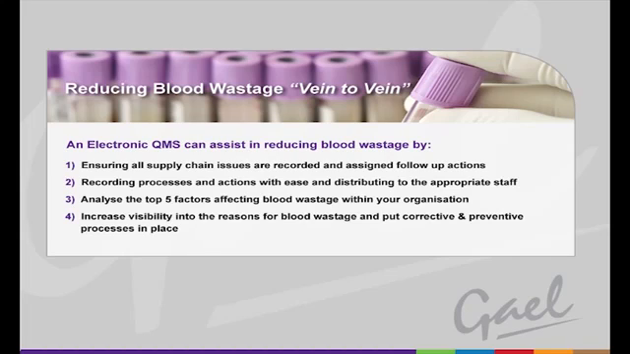dates and defined workflows. So in summary, during this webinar we have seen how an electronic QMS can assist in reducing blood product wastage by recording supply chain issues with follow-up actions, recording processes and actions and distributing to the appropriate staff through ownership. We've analysed the top 5 factors affecting blood wastage within your organisation. We've also increased visibility into the reasons for blood wastage and put corrective and preventive processes in place.